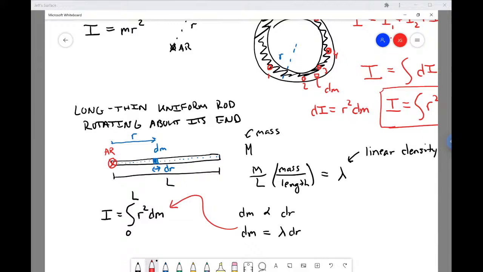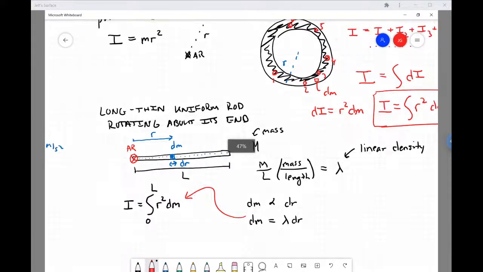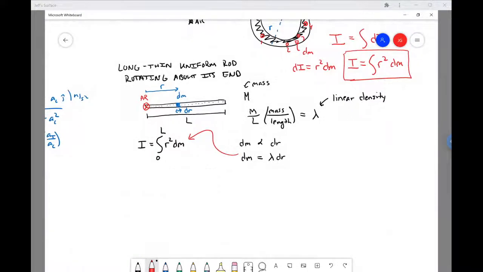the small thickness. So you can plug that in up there, which will give you I equals the integral from 0 to L of r squared. And now instead of dm, we have lambda dr. And the lambda is a constant, because it's a uniform rod. So we can pull that out in front. And now we can do this integral because we're integrating with respect to r instead of dm.